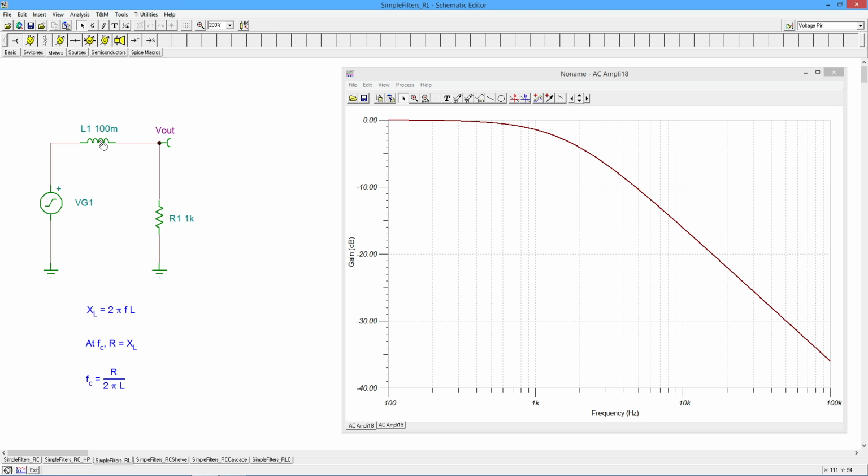All right, so remember we had a resistor here and we had a cap here. So I flipped these. The equation's a little bit different because your inductive reactance is just 2 pi FL. But we do the same thing. You set up R and X of L as being the same value. Solve the equation, and your critical frequency is now R over 2 pi L. So with these values, I'm going to get the same critical frequency that I had last time. Okay.